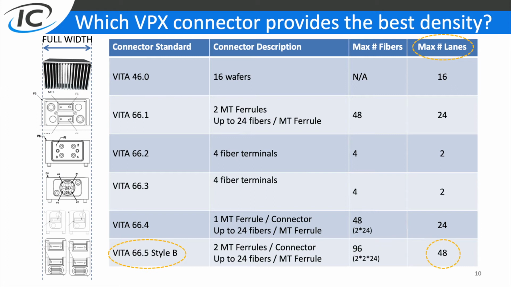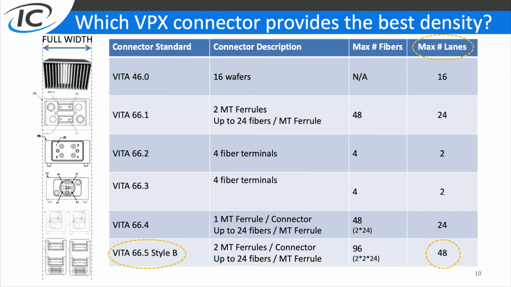So now that we've taken a look at the basic features of 66.5, let's spend some time going over some of the benefits. One of the first benefits is the lane density that is achievable through 66.5. This slide is a comparison of different connector solutions, normalized to a full-width VITA 46.0 connector. For half-width connector solutions, like 66.4 and 66.5, we've instantiated two connectors side by side to occupy the same width as a full-width connector.